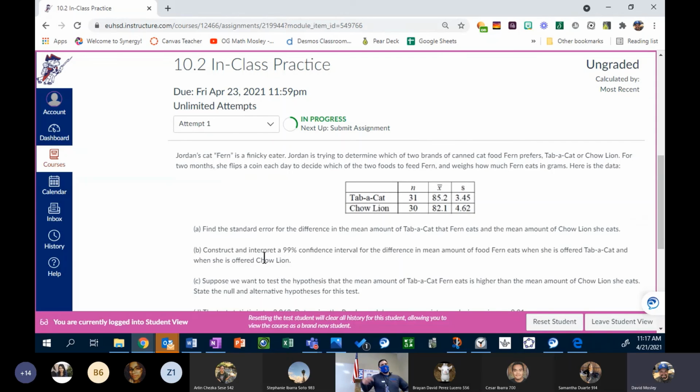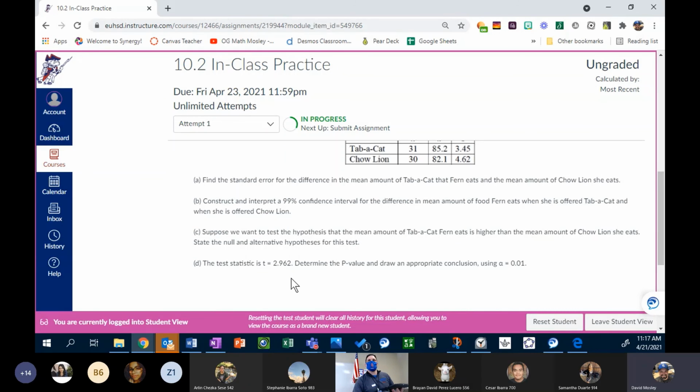This question has basically the same parts as the one I just did. We have parts A, B, and C. We're going to find the standard error, construct and interpret a 99% confidence interval. We're going to write what the hypotheses would be for this scenario if we're doing a significance test, and then we're given a t-statistic, find the p-value, and make a conclusion. So that is what we will be working on.